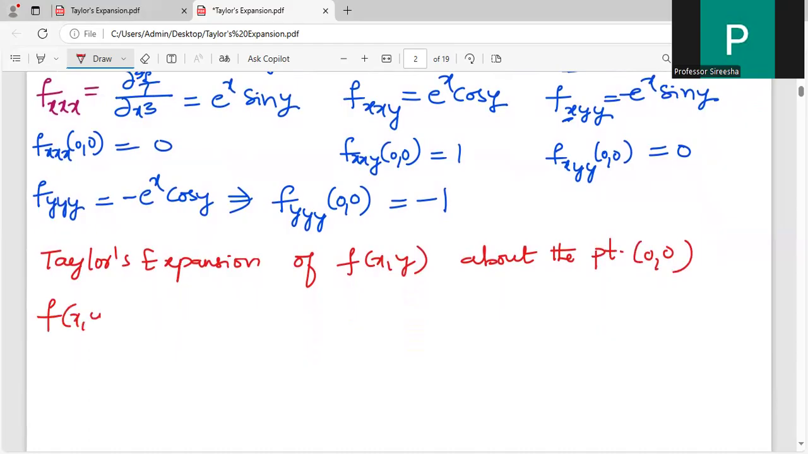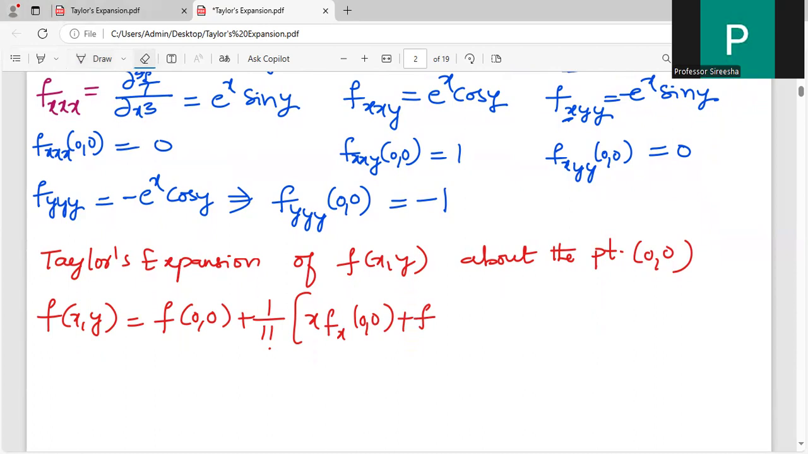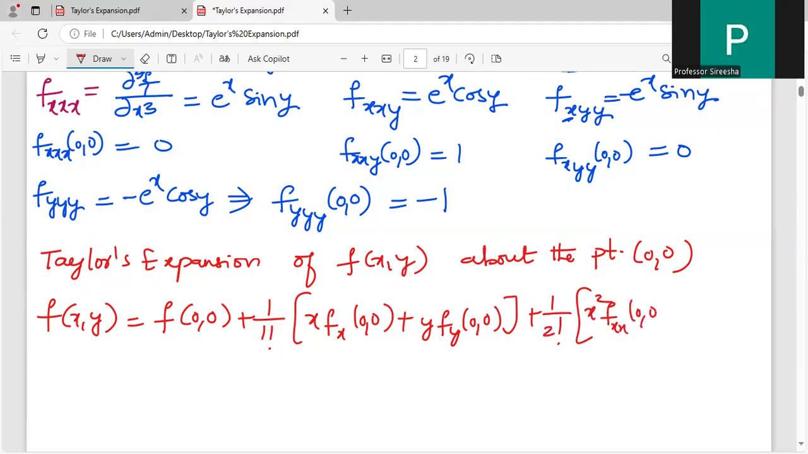f of x comma y is equal to, make it a point to rewrite it once or twice so that you don't forget. Okay. 1 by 1 factorial, x into fx at 0 comma 0, plus y into fy at 0 comma 0, plus 1 by 2 factorial, x squared fxx at 0 comma 0, plus 2xy fxy at 0 comma 0, plus y squared fyy at 0 comma 0.